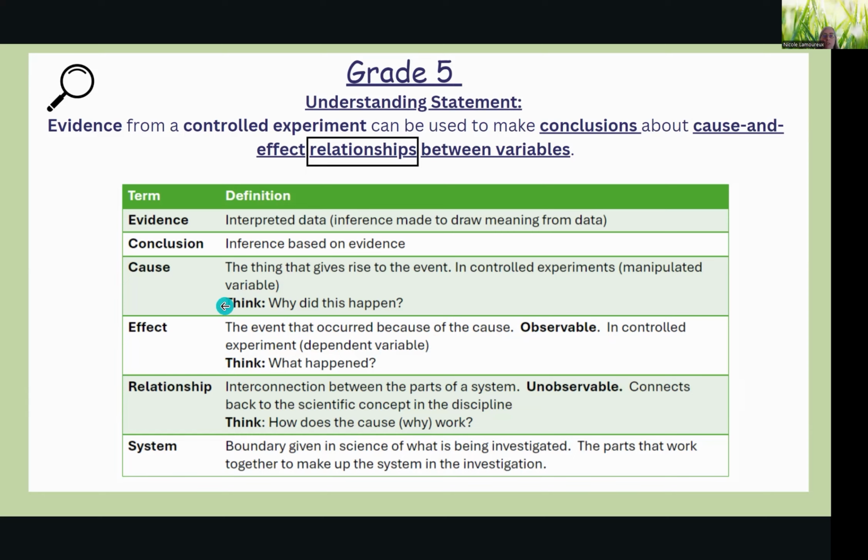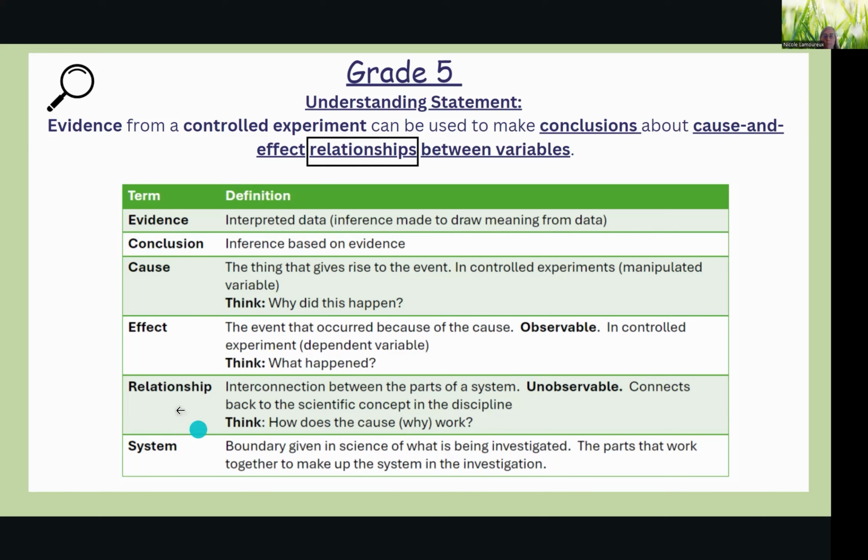Now, the cause is the thing that gives rise to the event. So it sort of is what's creating the effect. Now, in a controlled experiment, in our curriculum, it states it's the manipulated variable, but we have to be careful. Manipulated variables don't always cause what we see, okay? But I think for simplicity, what we want our students to think, because these are thinking skills, is why did this happen?